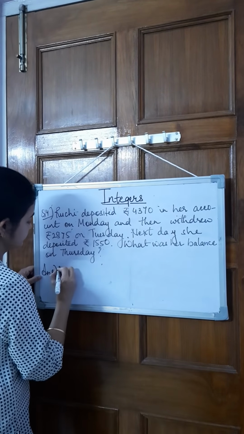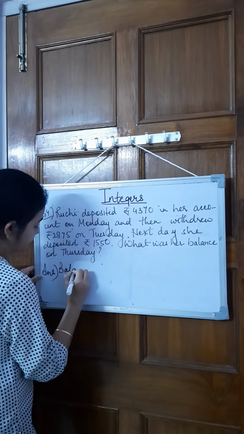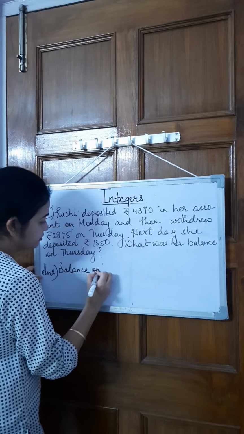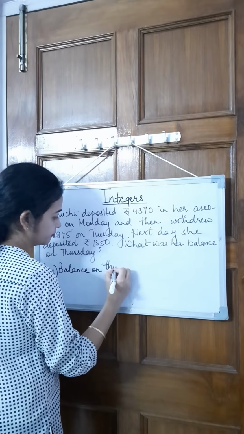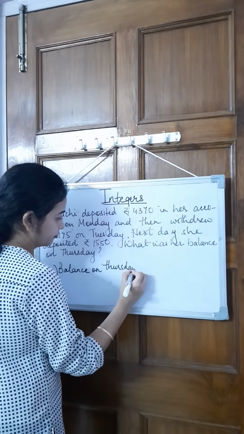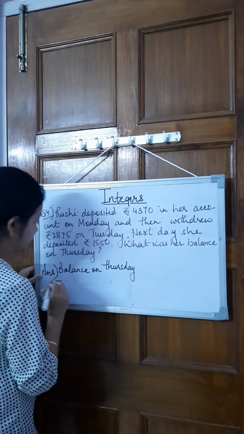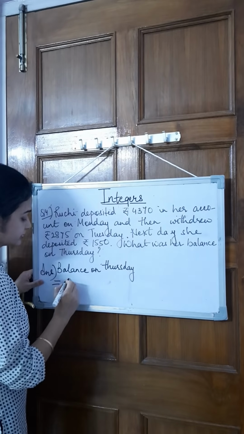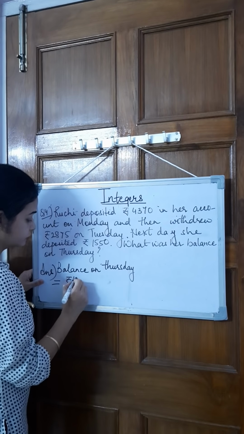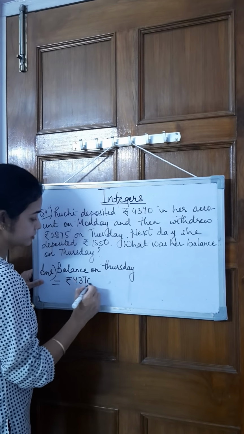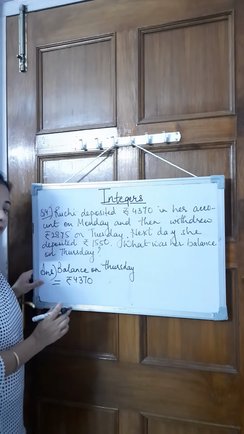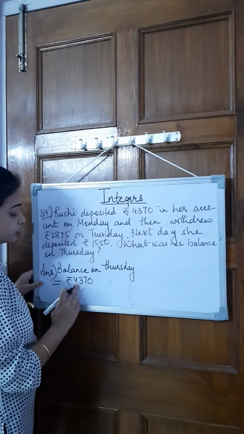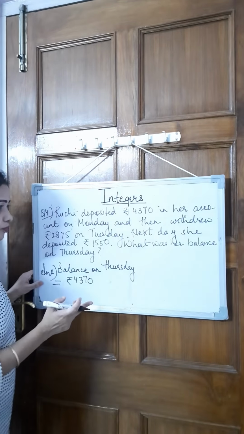So the balance on Thursday will be: first she is depositing. As I said, when something is deposited, it is adding. So we'll put a positive number here, which is 4,370, and you don't have to put a sign.